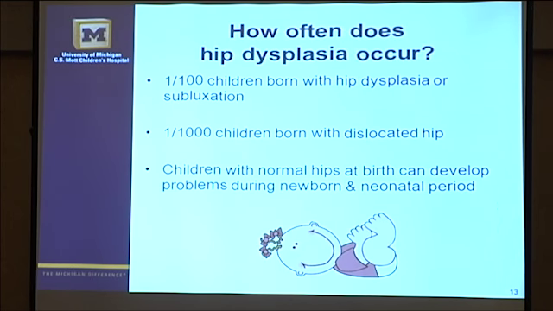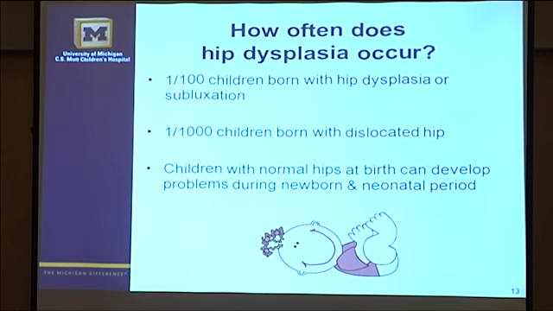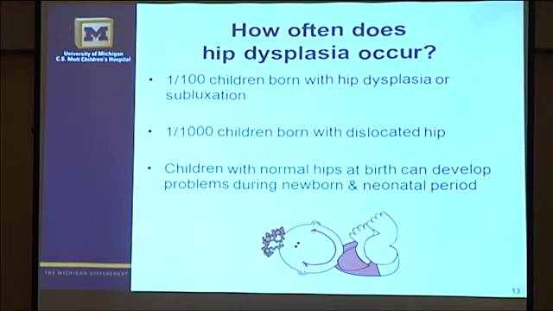So how often does hip dysplasia occur? 1 out of 100 children are born with hip dysplasia or subluxation. 1 out of 1,000 children are born with a dislocated hip. And it's important to note that children with normal hips at birth can actually develop problems during the newborn and neonatal period.